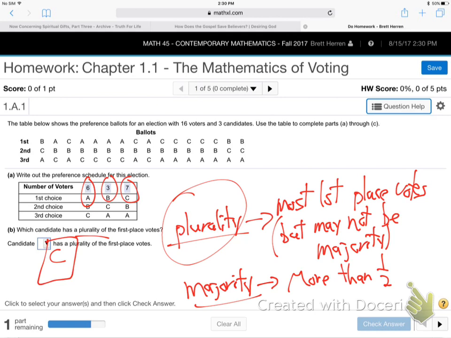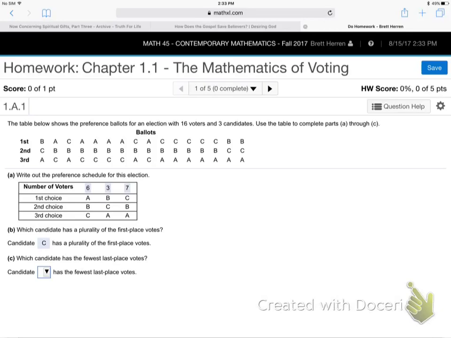Did C get a majority? Did C get more than half of the votes? How many total votes? What's the total number of votes that were cast? Yeah, 6 plus 3 plus 7, that's 16. And so half of that would be 8. Did C get more than 8? No, C only got 7. So C did not get a majority, but C did get a plurality, more than other people. Right? All right, so let's come back there.